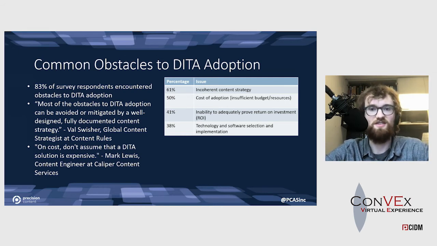83% of our survey respondents encountered some obstacles to their DITA adoption. And interestingly, these issues appear mostly to be around not the DITA architecture itself, so much as what I would say are the prerequisites to adopting it, which is namely to have a coherent content strategy as the bedrock. Val Swisher from Content Rules put it really well when she said that, quote, most of the obstacles to DITA adoption can be avoided or mitigated by a well-designed, fully documented content strategy.